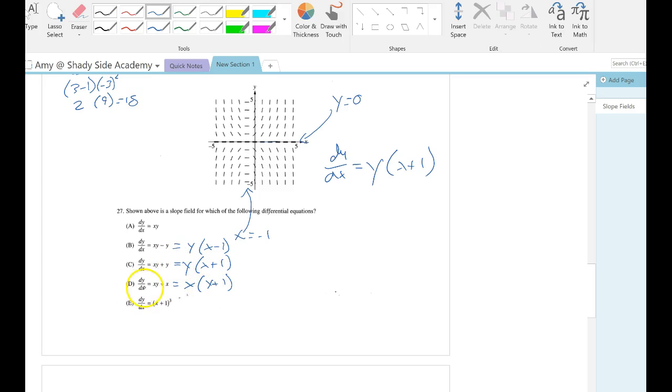Now I can just eliminate the ones that don't have the right factors right off the bat. So that's gone, that is gone, and this one, even though it has the x plus 1 factor, it doesn't have the y there, so that's gone. So the answer is C. That's a lot easier than the last one.